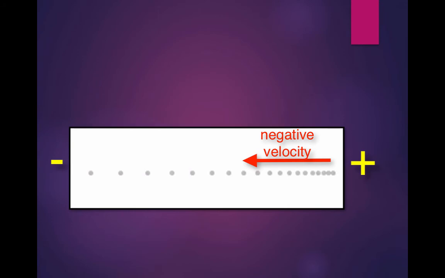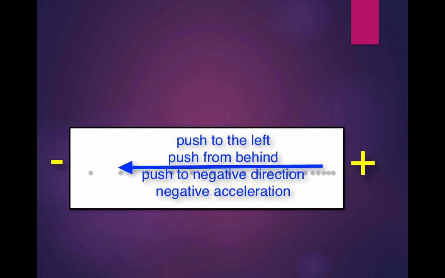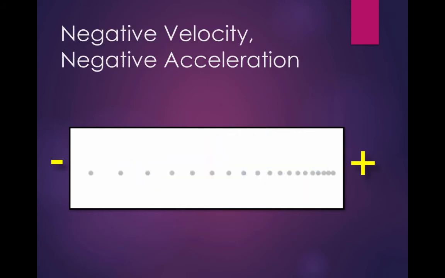The movement of the car is to the left, making velocity negative. If you think of acceleration as a push, then the push must be to the left as well to speed it up. So velocity is negative and acceleration is also negative. If an object has negative velocity and negative acceleration, same signs, you have speeding up in a negative direction.